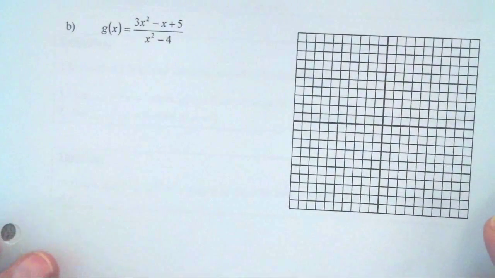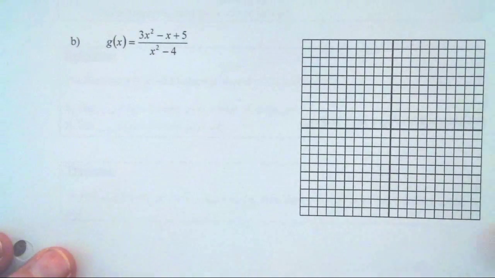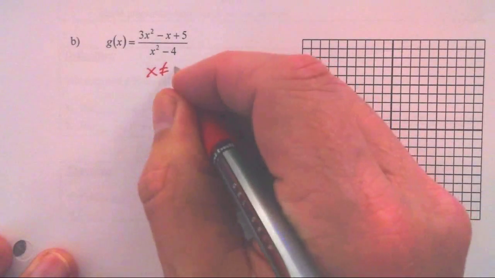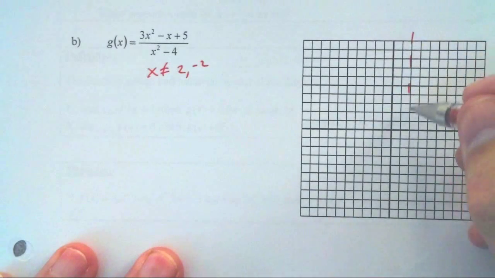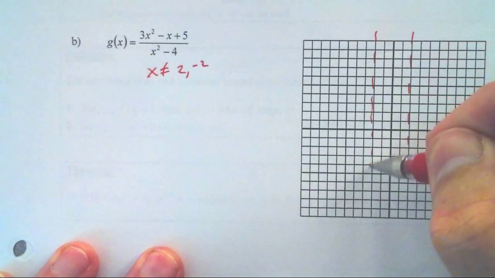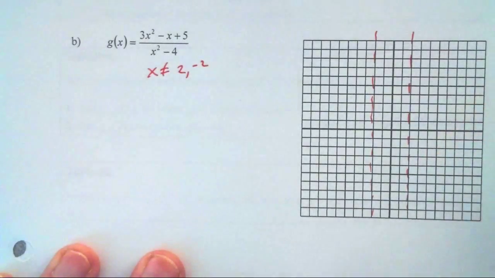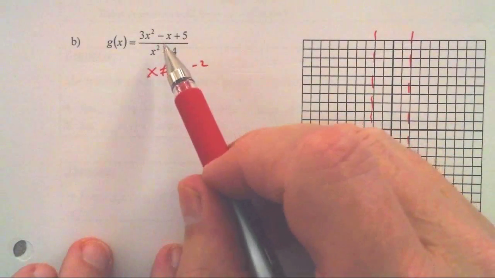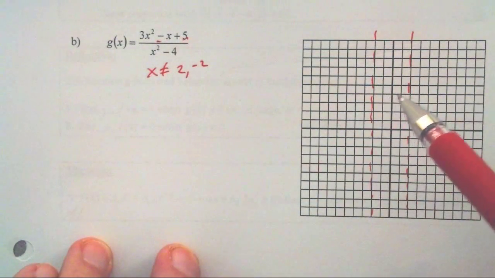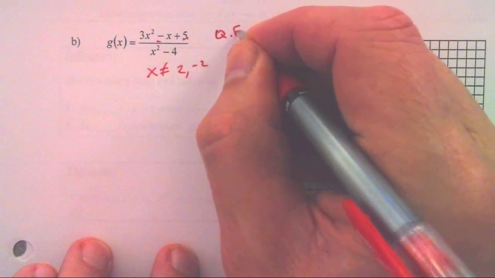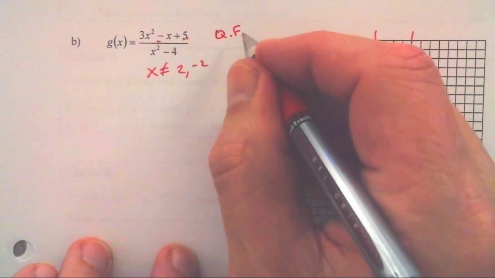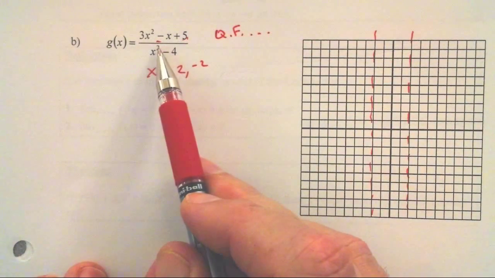All right, same thing. So again, I'm going to set the denominator equal to 0. X cannot be 2 and negative 2. Right? Factors x plus 2, x minus 2. I'm going to set the numerator equal to 0. Are there factors of 15 that add up to negative 1? Nope. So we would need the quadratic formula for that. Dot, dot, dot.